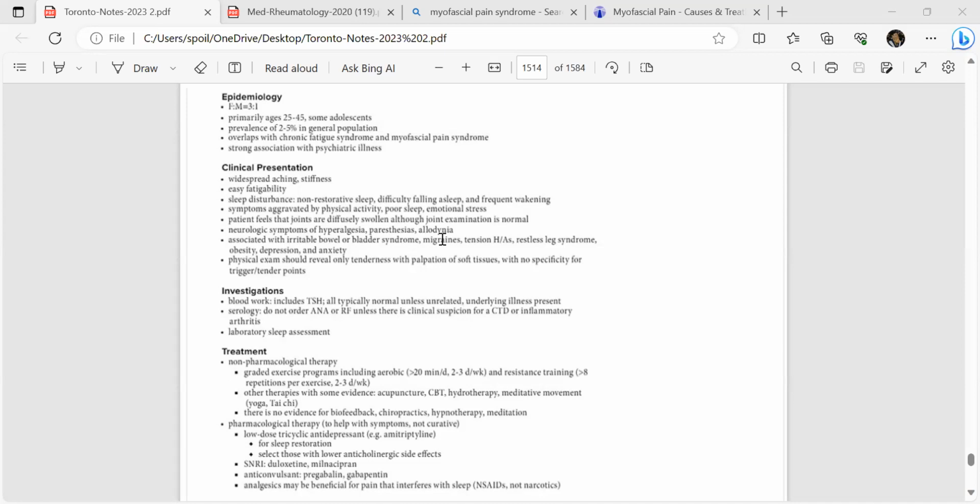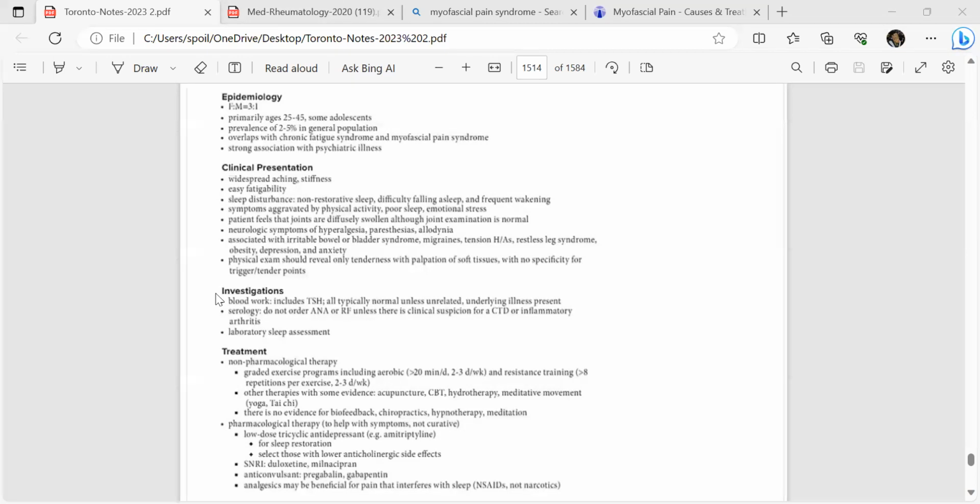And hyperalgesia is a symptom that causes unusually severe pain in situations where feeling pain is normal, but the pain is much more severe than it should be. For example, if you just get a pinch, it's a slight pain, but a patient with fibromyalgia will experience a more severe pain from that stimulus. And paresthesia, we all know, is tingling, pricking, and needle-type pain.